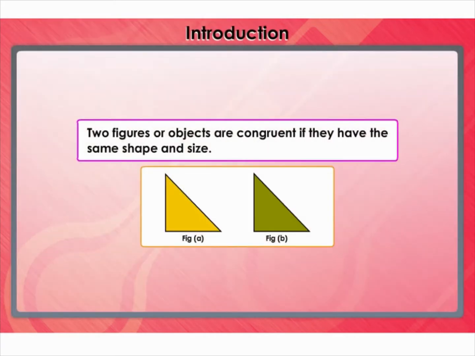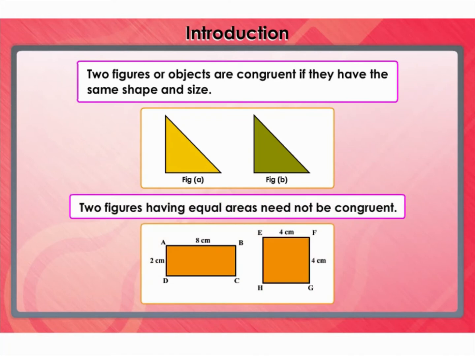Introduction. In geometry, two figures or objects are congruent if they have the same shape and size. Observe the figures A and B. If you superimpose figure B over figure A, such that it covers figure A completely, then the two figures A and B are congruent, and they must have equal areas. However, the converse of the statement is not true. In other words, two figures having equal areas need not be congruent.